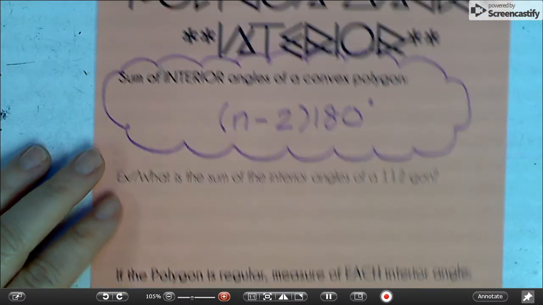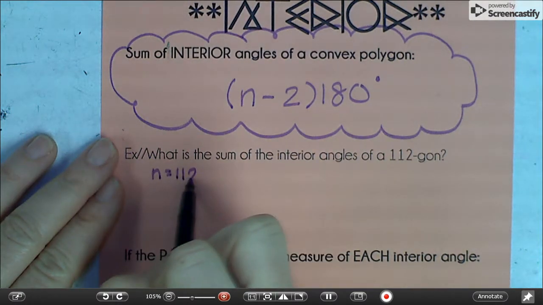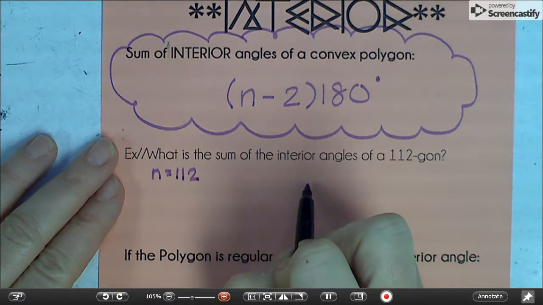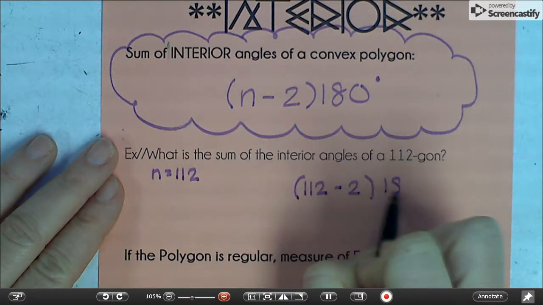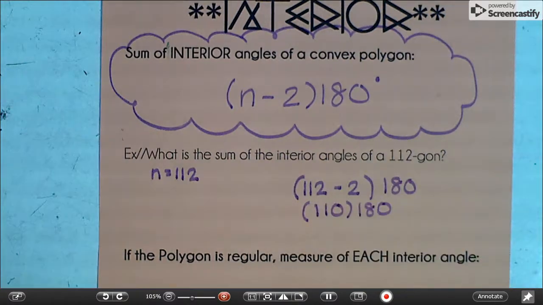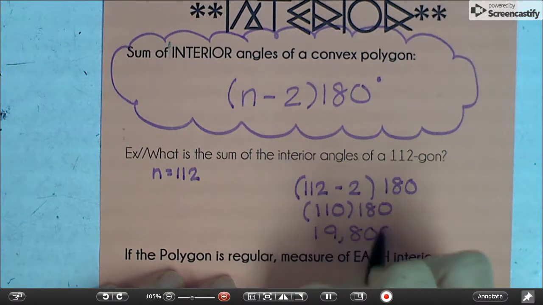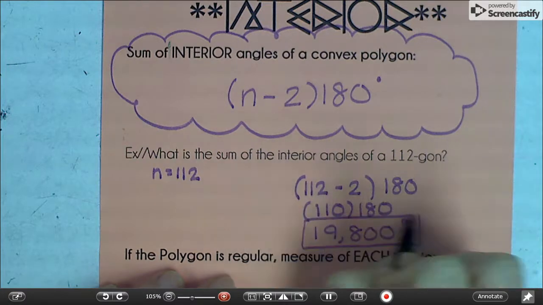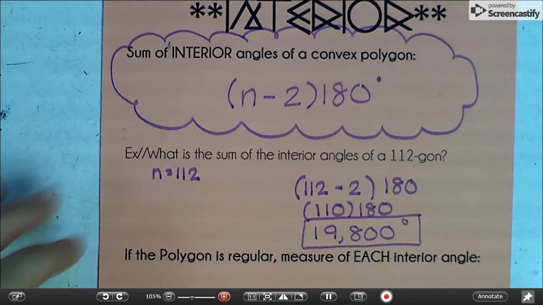What is the sum of the interior angles of a 112-gon? Well, that means n is going to be 112. So we have 112 minus 2 times 180. 110 times 180 is 19,800 degrees. It's a lot of degrees. But that's it. That's all you have to do. So sometimes you'll be told blatantly, sometimes you're going to have to count. But to find the sum of the interior angles, you just count up the sides, subtract 2, and multiply by 180.